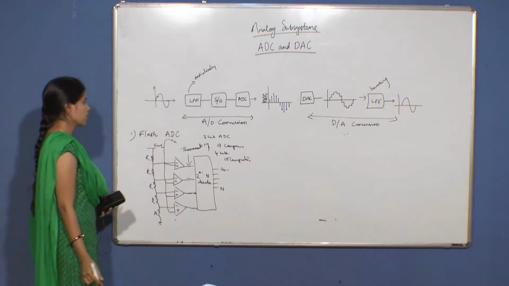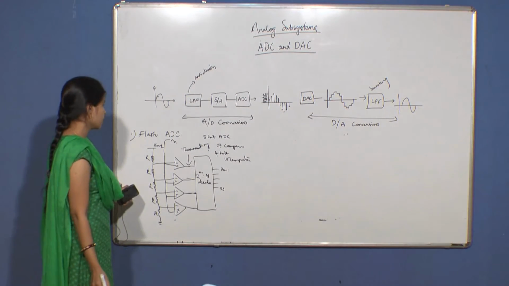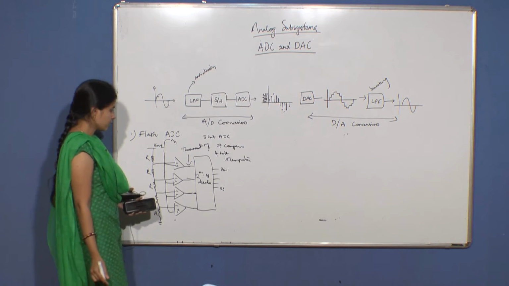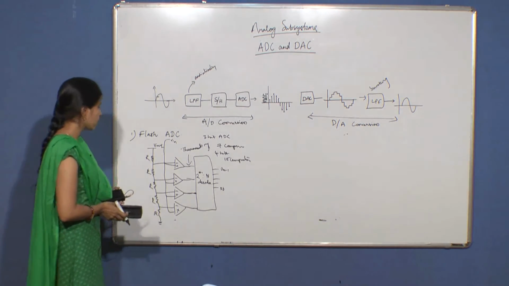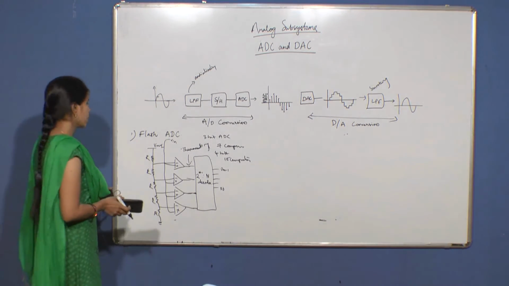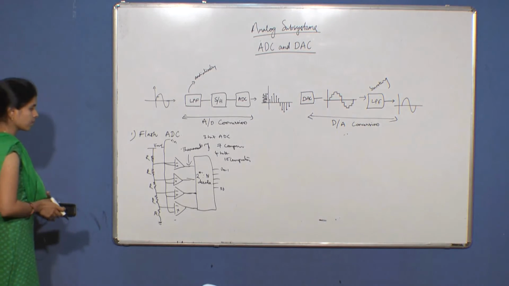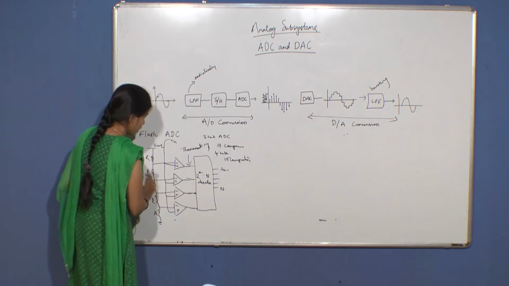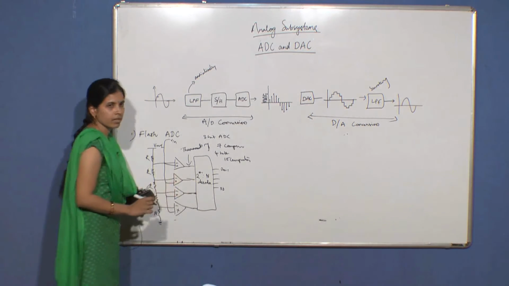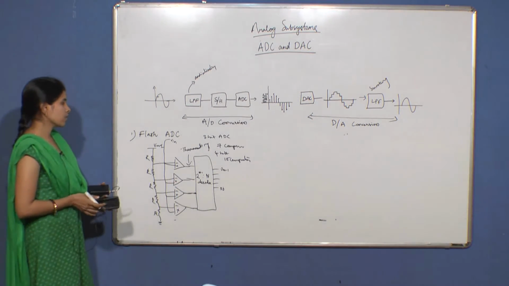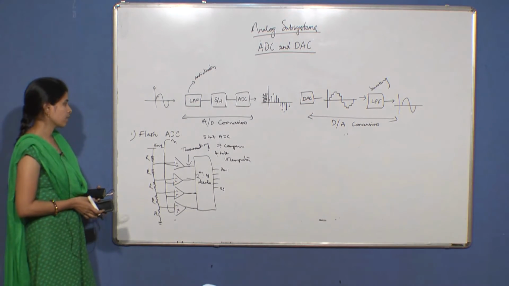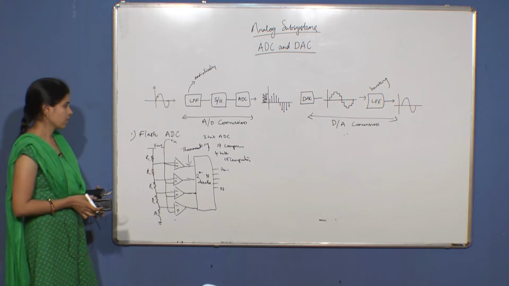So, this is the main disadvantage of the flash ADC, and the advantage is that you get an output for each clock pulse. It has a high speed, in the sense that you get an output for each clock of the comparator. So, it has a high speed A to D data conversion.